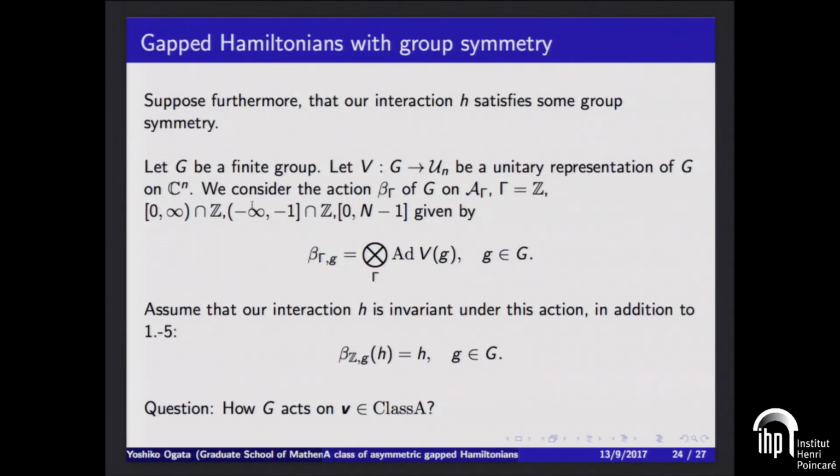At the end of this talk, I would like to ask one further additional question. It's about symmetry. Suppose furthermore our interaction H satisfies some group symmetry. Let G be a finite group, and let V be a unitary representation of G on Cn. Then we consider the action beta gamma of G on gamma, where gamma is the various kinds of intervals given by this finite tensor product. And assume that our interaction H is invariant under this action, in addition to 1 to 5 which we have assumed.